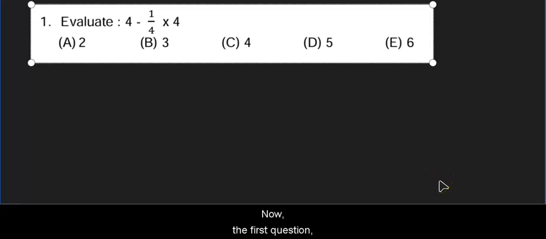Now the first question, it says evaluate 4 minus 1 over 4 times 4. That should be really easy. When you're dealing with this type of questions, first you focus on BODMAS. Okay, you need to make sure you deal with your brackets first. Okay, so now how do we do that?